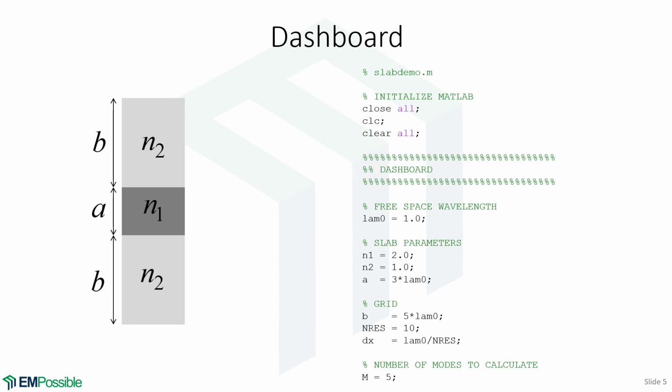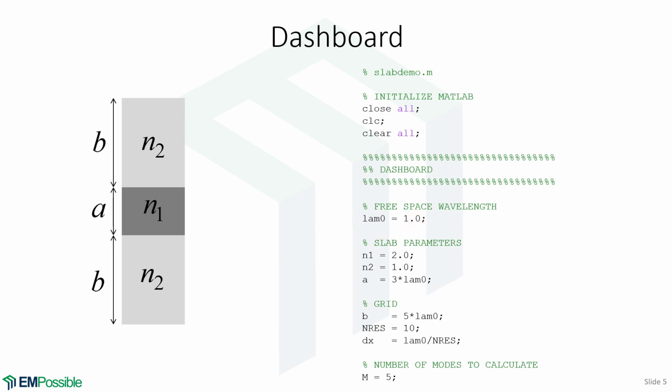Now we enter the dashboard. This is where all of the hard-coded numbers are. We want to control everything about our simulation through the dashboard. No work happens here. So the first thing is we define the wavelength where we're operating the simulation, and that is a value of 1.